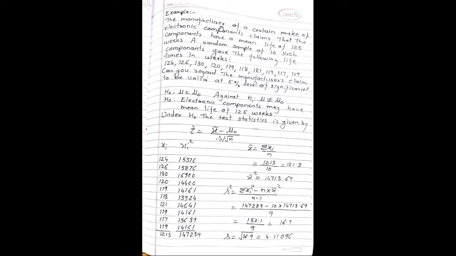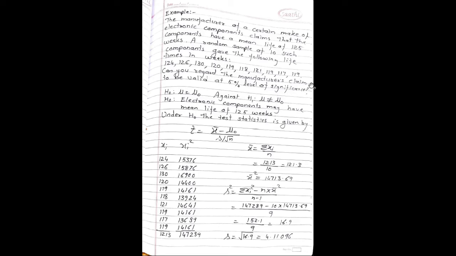The manufacturer of a certain make of electronic components claims that the components have a mean life of 125 weeks. A random sample of 10 such components gave the following lifetimes in weeks: 124, 126, 130, 120, 119, 118, 121, 119, 117 and 119. Can you regard the manufacturer's claim to be valid at 5% level of significance?